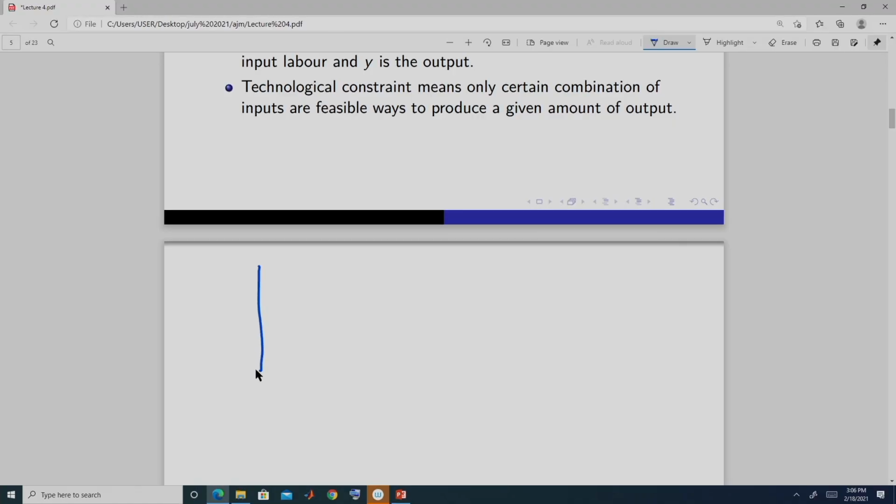Here, if we take labor on this axis and output on this axis, and our production function is A times L, where A is some positive number, then we get a line like this. We plug in this much amount of labor, the maximum output is this much. But we can produce any one of these possible levels of output.